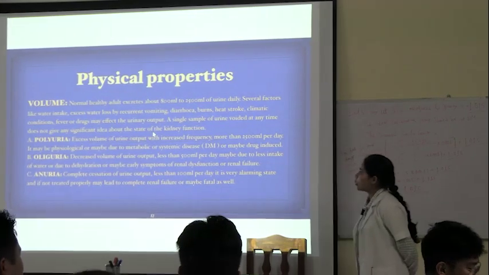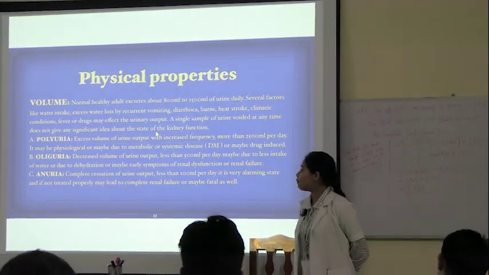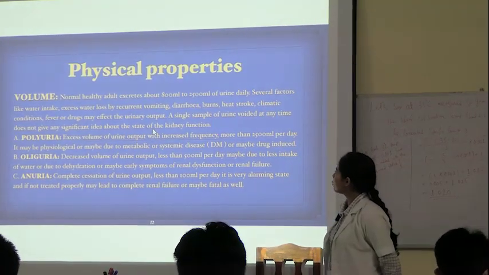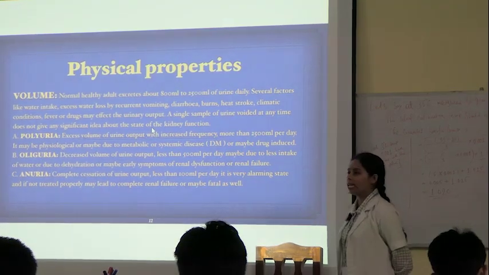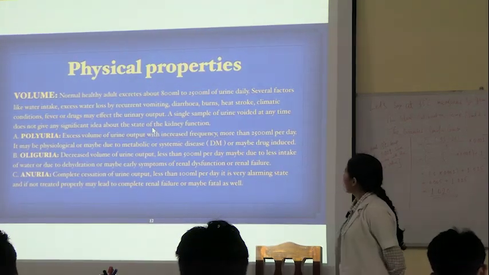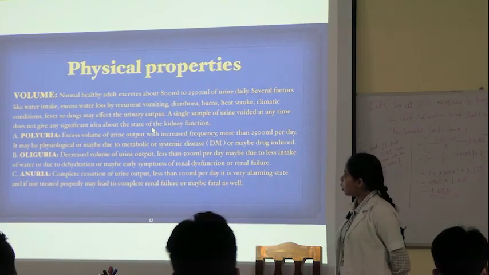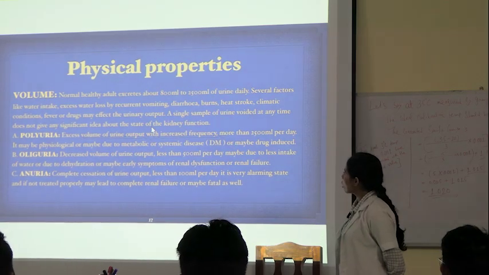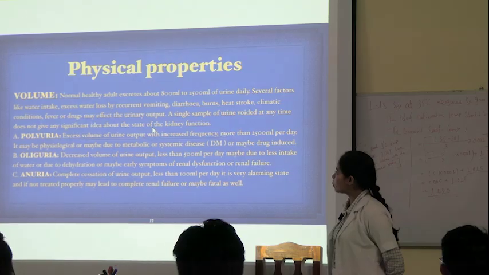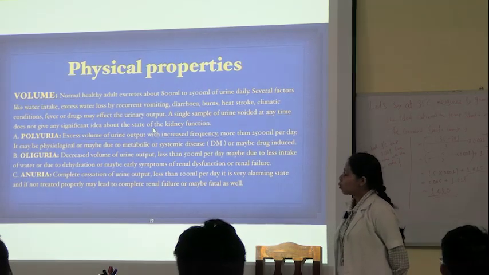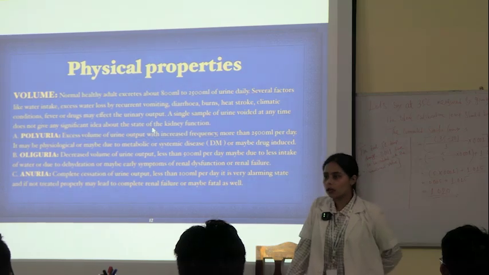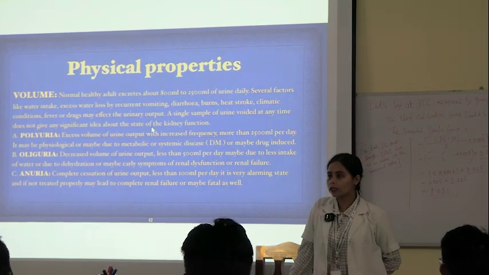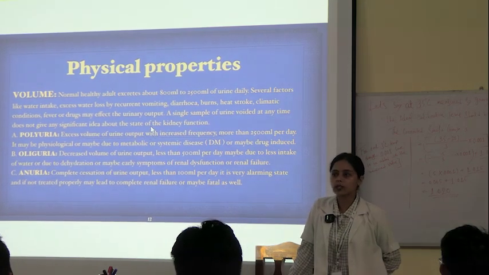Now the physical properties. In physical properties we have volume. A normal healthy adult excretes about 800 to 2005 ml of urine daily. That is the normal range. Several factors like water intake, excess water loss by recurrent vomiting, diarrhea, burn, heat stroke, climatic conditions, fever or drugs may affect the urinary output. So water intake: if somebody is micturating frequently, does that mean he is diabetic, diabetes insipidus? No, maybe he is having more water, that's why he is going again and again.